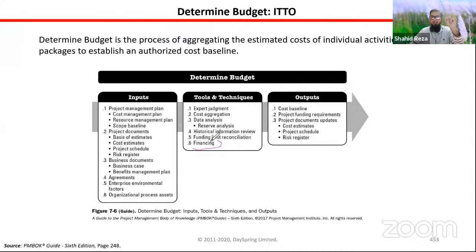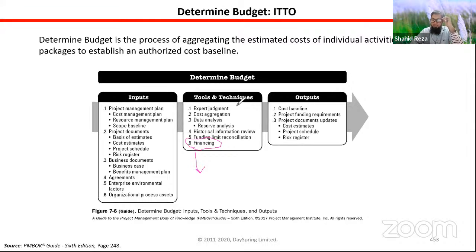Number 6 is financing. This is a new tool. Please remember, this is a very new tool in the 6th edition. Financing means where the project finance is coming from. That you also need to add in your project budget.